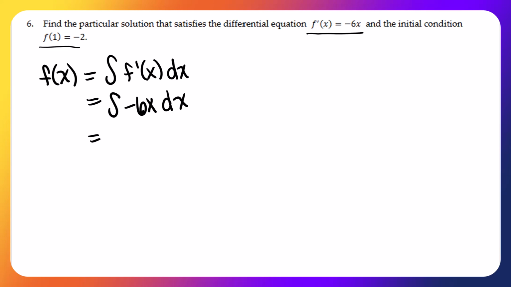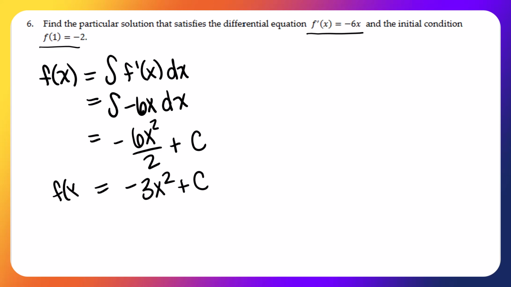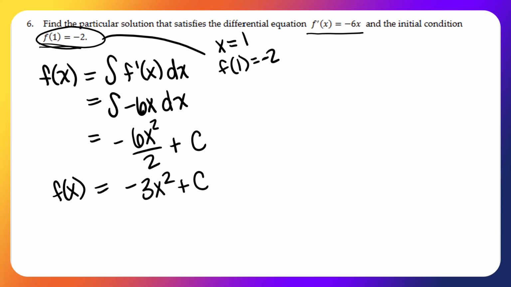So if I find my antiderivative there, we just need to again add 1 to our exponent, divide by that same number, and then we always get that plus c. So negative 6 divided by 2 would give me a negative 3x squared plus c for f of x. But we want to find the particular solution, so remember that involves actually solving for that constant of integration c. And we are able to do that from the initial condition that they gave us, that f of 1 is equal to negative 2. So that means when x is equal to 1, f of 1 is negative 2, or f of x is negative 2.